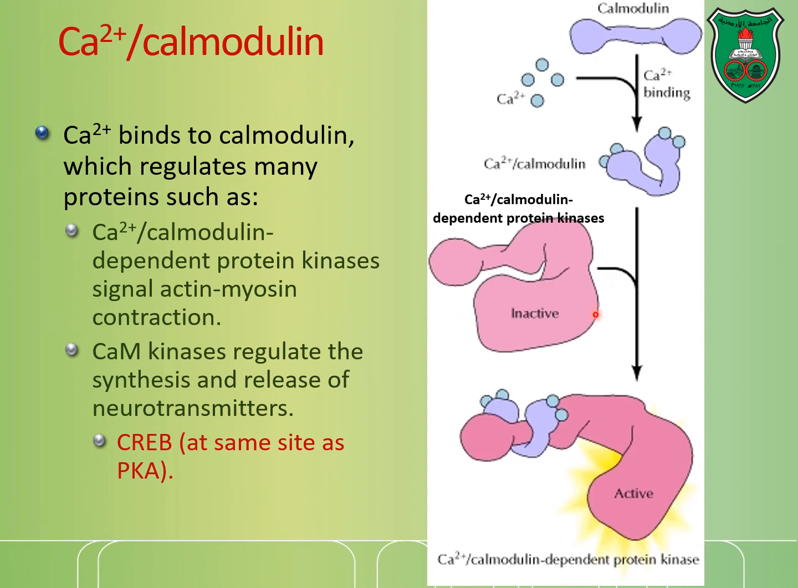And these kinases can then phosphorylate many other proteins, okay, resulting in actin myosin contraction, for example. These kinases can also regulate the synthesis and release of neurotransmitters. One of the targets is CREB, the transcription factor that we just talked about, that is also activated by protein kinase A. This protein can also be activated by protein kinase C.